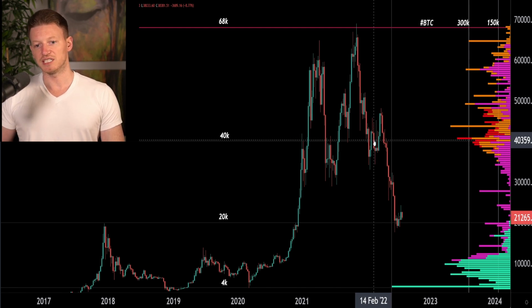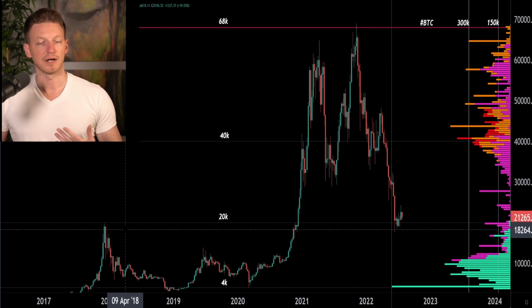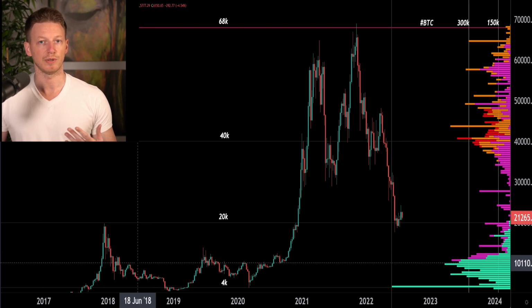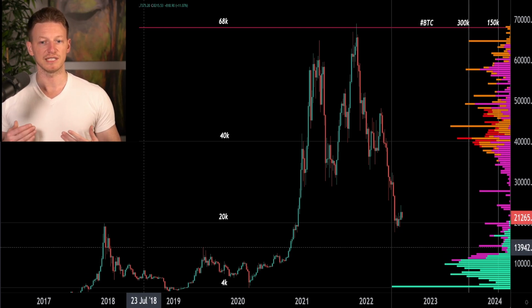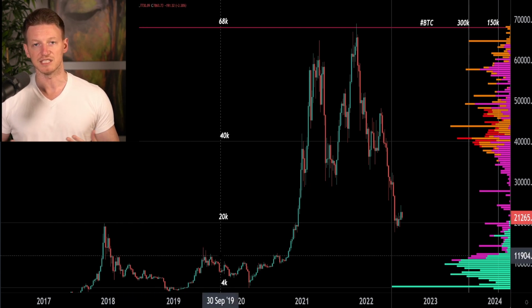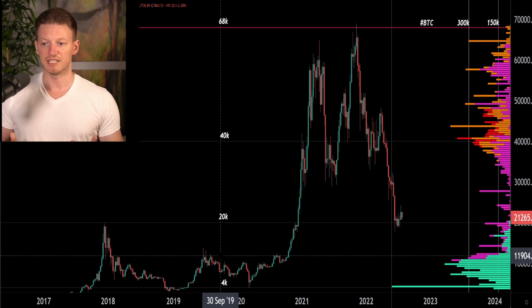And that's why, when we're coming out of these bear markets, you never see the price just go straight up to a new all-time high. It usually takes several pullbacks because you need to battle through these resistance areas. And that's what we've seen in the past.